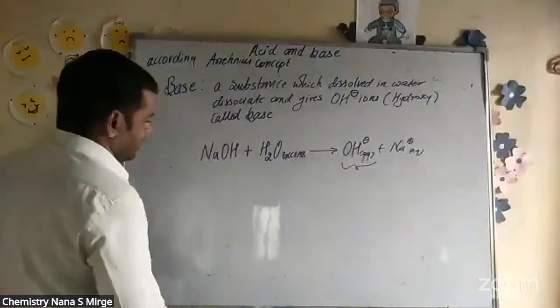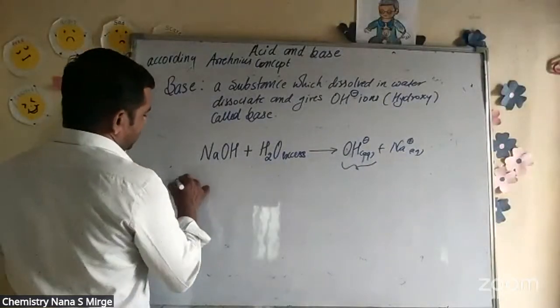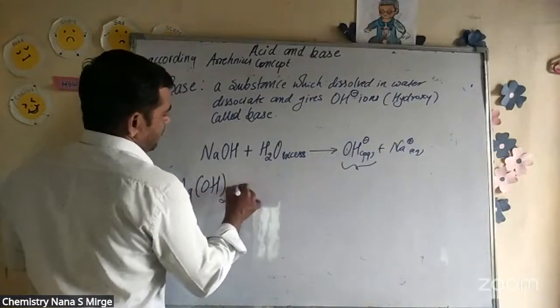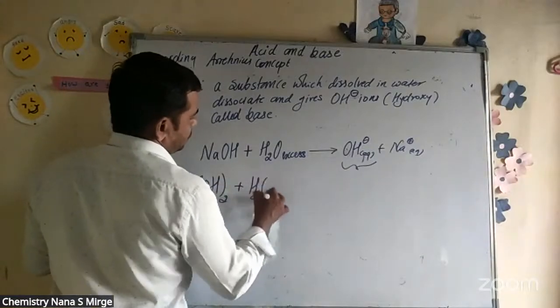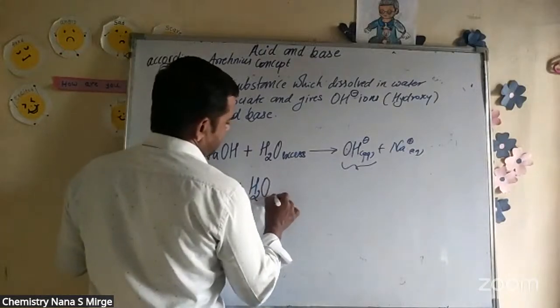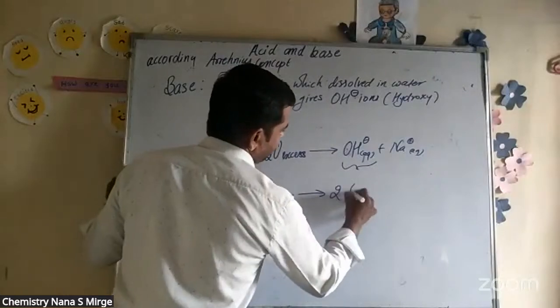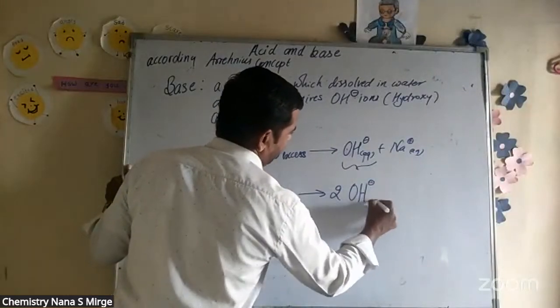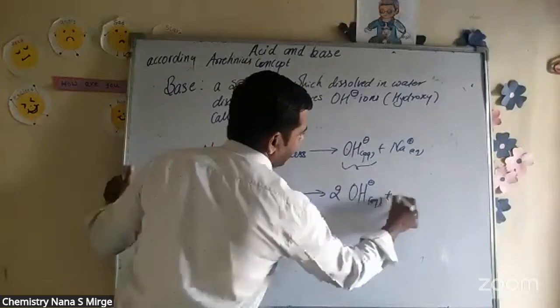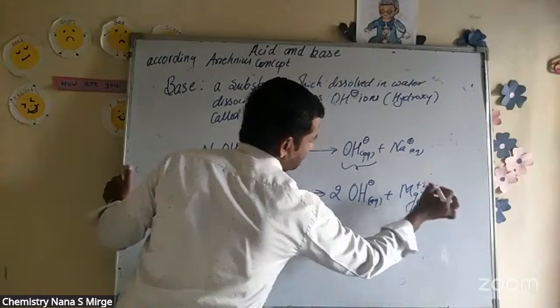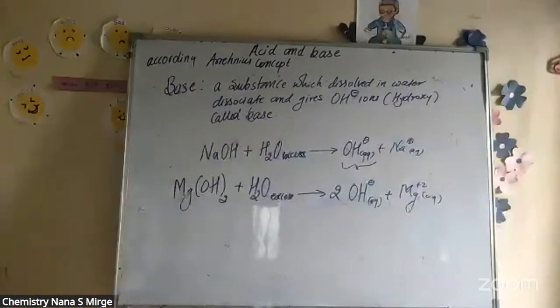You have another example, suppose magnesium hydroxide, Mg(OH)2. It dissolves in an excess amount of water H2O, so it gives 2 times hydroxy ion, because it has the capacity to produce 2 OH negative ions, and Mg twice positive in aqueous form.